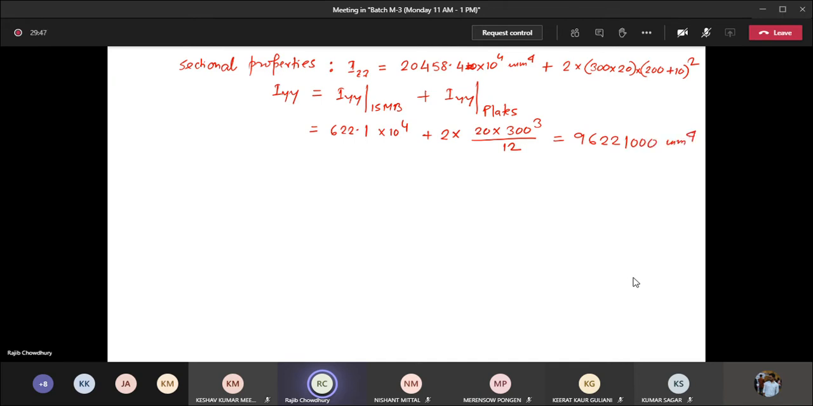Okay. And also I have to calculate the effective area. Effective area, this 7846 is your I section area, plus 2 times 300 multiplied by 20. Okay. So which is giving me 19846 mm square.